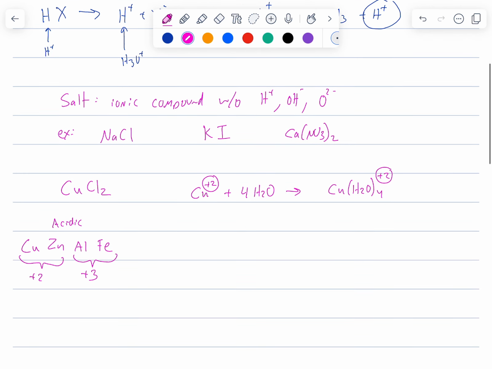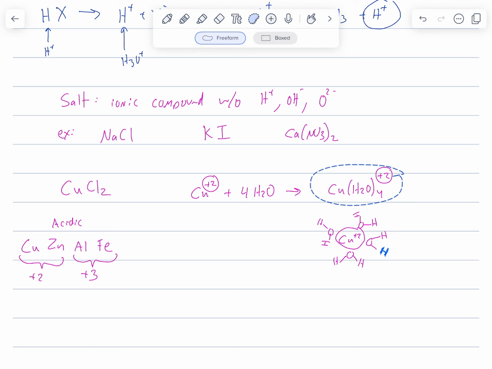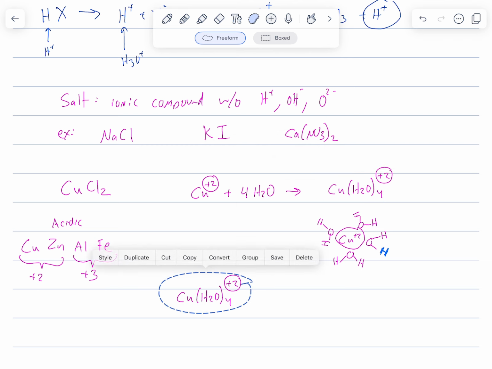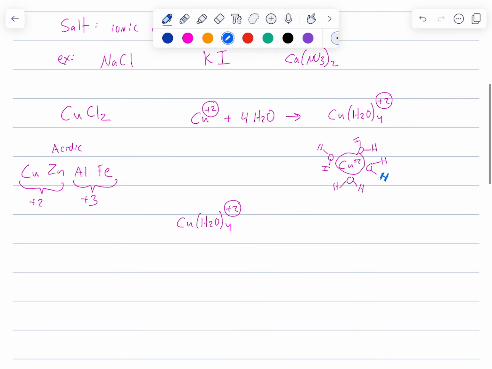So this in and of itself is not all that interesting. Here's the copper ion. If we were to draw a picture, here's the water, 4 of them. Notice how the oxygen side is the one that's attracted to the positive cation. However, I'm going to make this last hydrogen a different color. This formula, this molecule ends up breaking.